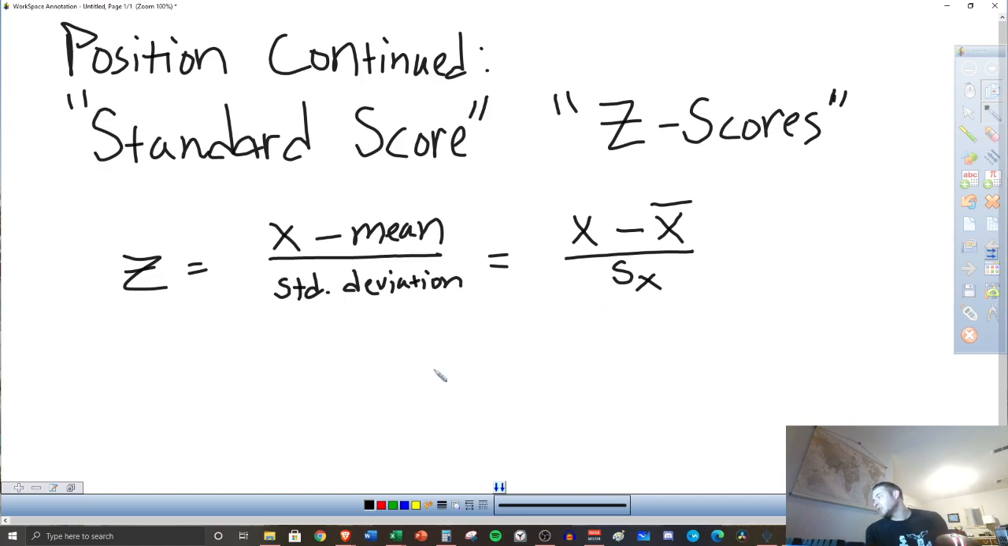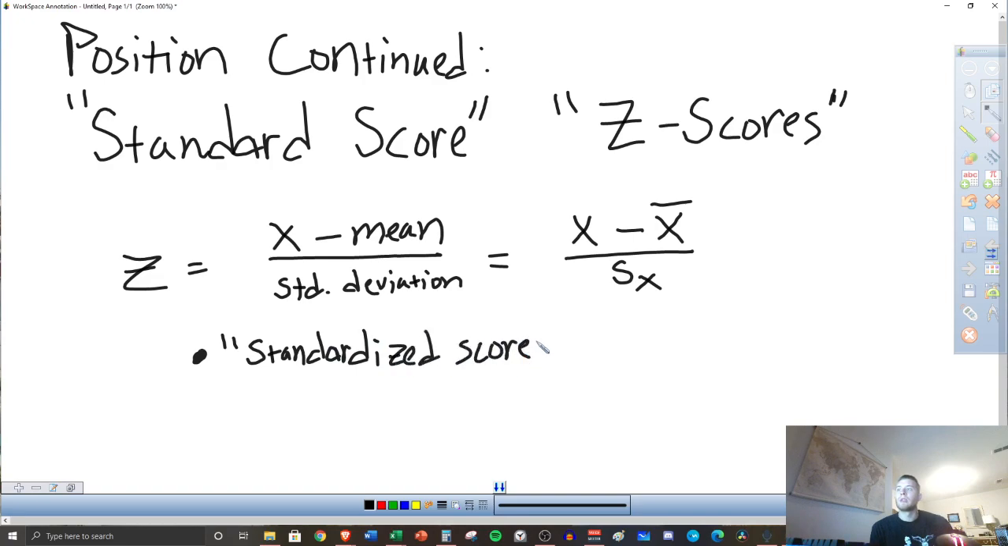We need to write down something else. We're going to write down some bullet points for this. First off, this is also known as a standardized score. So if I want to standardize something, it means I'm going to subtract the mean and divide by the standard deviation. That is standardizing it. Okay, it's taking away the whole numbers and it's simplifying them, divided by the mean and the standard deviation.